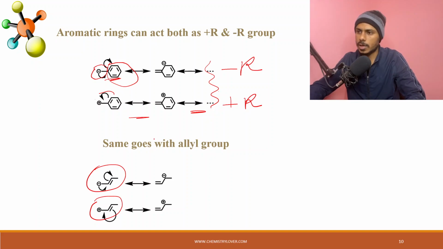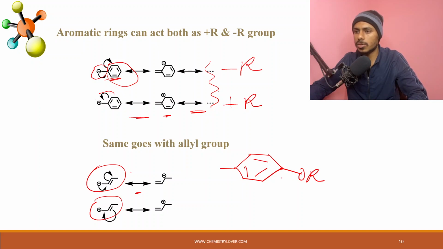What is the consequence? By using this thing, we can tune the reactivity of these aromatic groups or these allyl groups. How? So let's say we introduce some OR group or O minus group in the aromatic ring. Then what will happen? Because of the lone pair of this oxygen, it becomes a better plus R group.